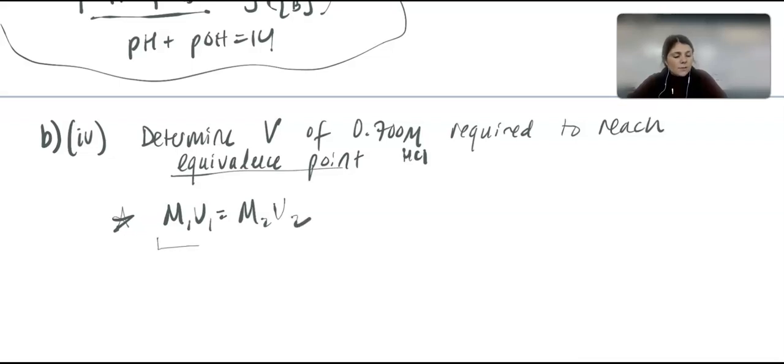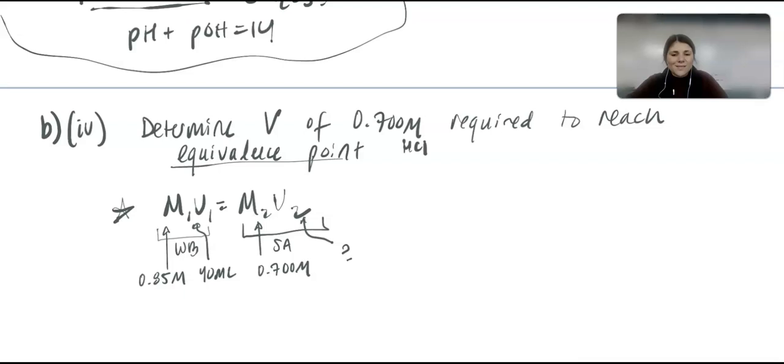So let's talk about everything about the weak base on this end and everything about the strong acid on this end. We know the concentration is 0.85 molar for my weak base. This is just from the beginning of the problem. And they told us the volume is 40 milliliters. Then for our strong acid, they just told us the concentration is 0.7. And here we'll be solving for volume. So let's plug this in.